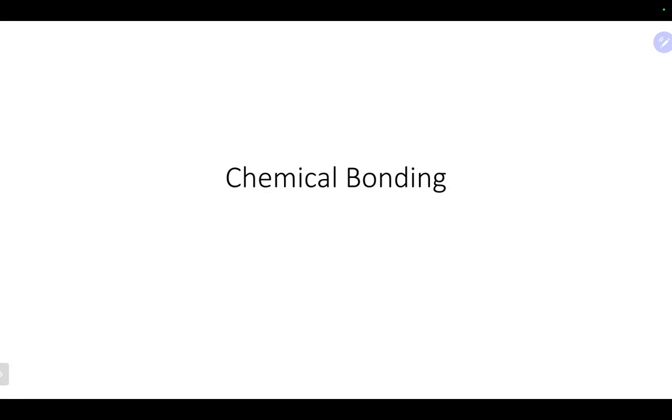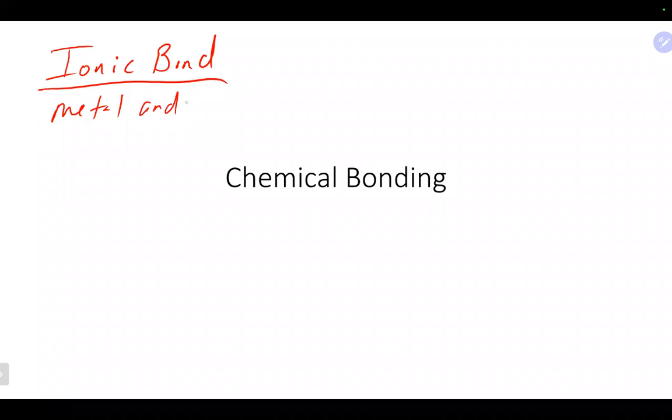So we're going to talk about chemical bonding in this chapter, and there's really kind of two types of bonding that we come across, and it is really these two types. It is an ionic bond, and in an ionic bond, it is always between a metal and a non-metal.